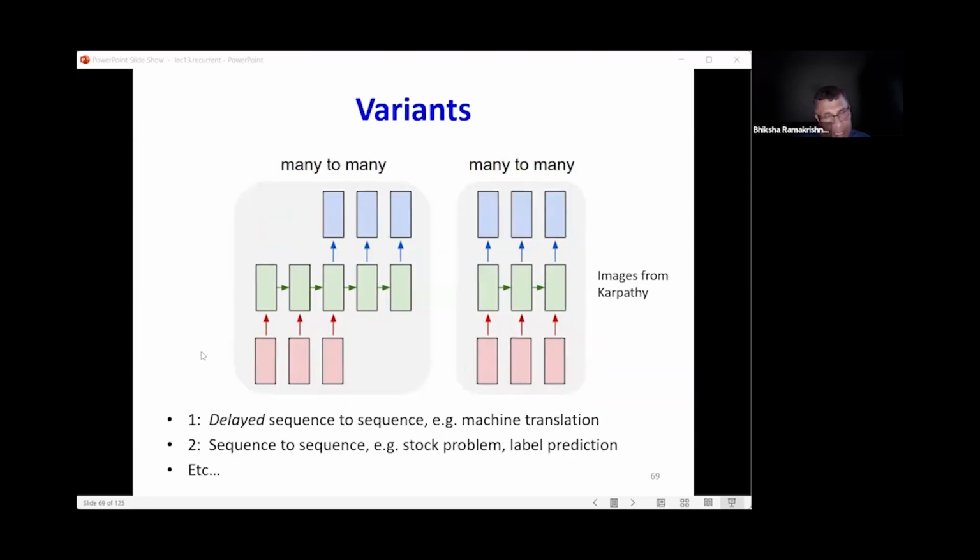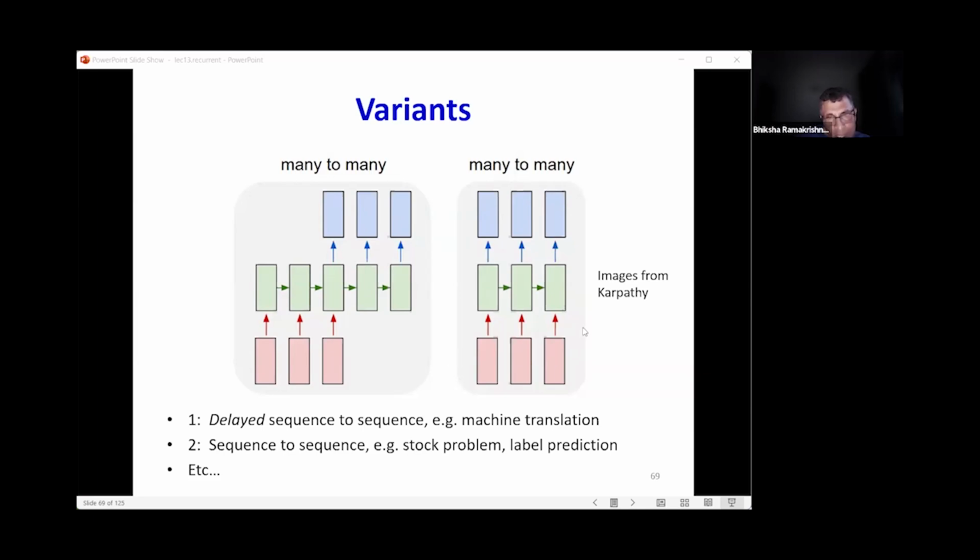Or you can have something like this, where you analyze the entire sequence of inputs, and only when they're all analyzed do you generate the sequence of outputs. So this is what I call the delayed sequence to sequence network. And this you would use, for example, in machine translation. You would analyze all the English text, and when you ran out of English text, you know the English was done. Then you can perform the translation, and you would generate all the French text.